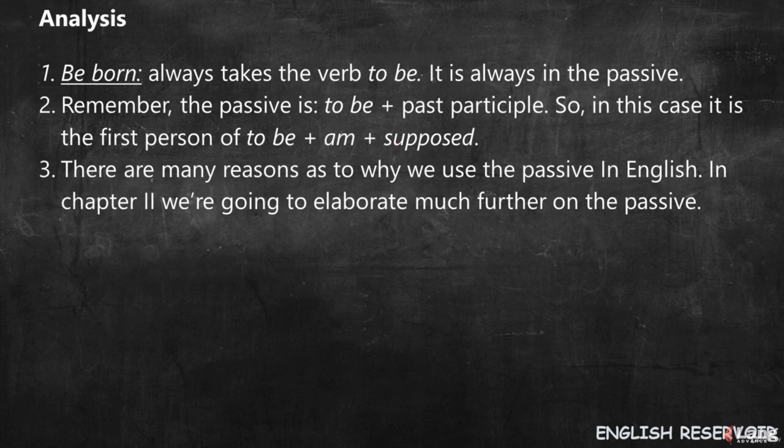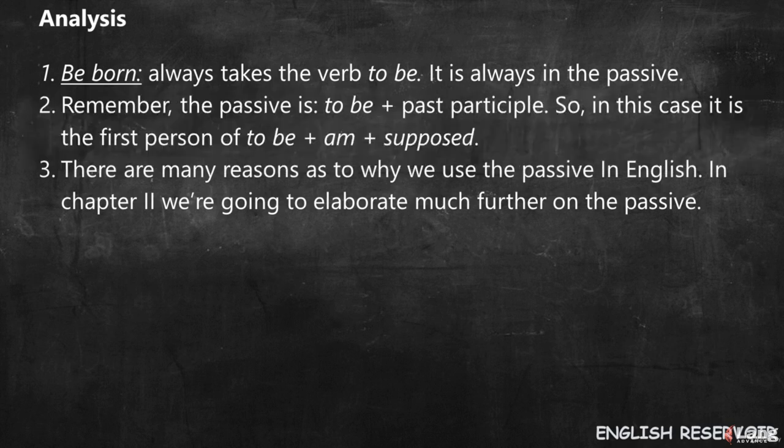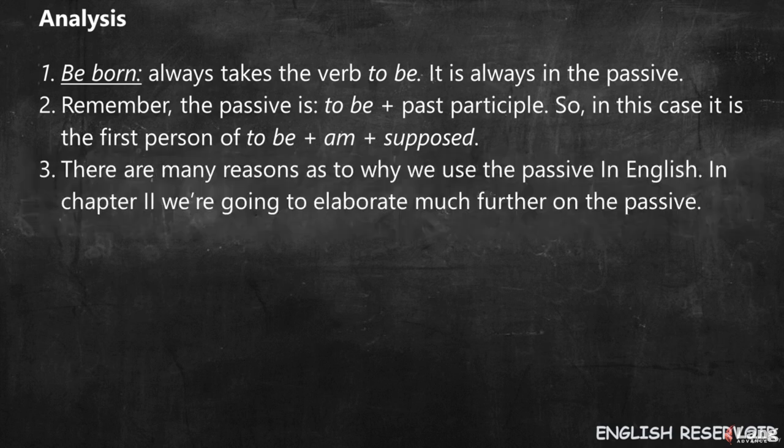Analysis. 1. Be born always takes the verb to be. It is always in the passive. 2. Remember, the passive is to be plus past participle. So in this case, it is the first person of to be plus am plus supposed. 3. There are many reasons as to why we use the passive in English. In Chapter 2, we're going to elaborate much further on the passive.